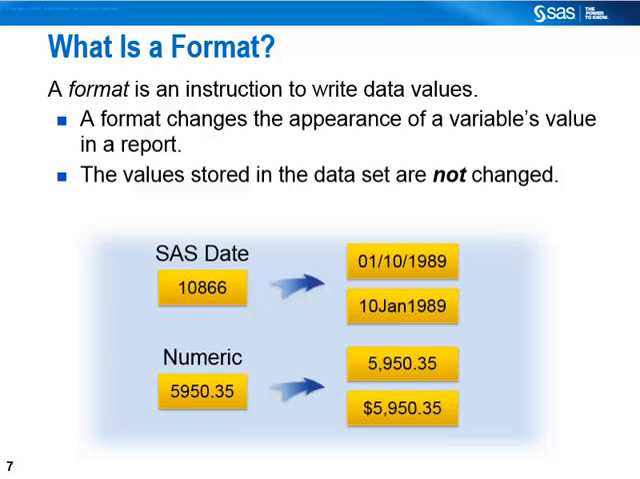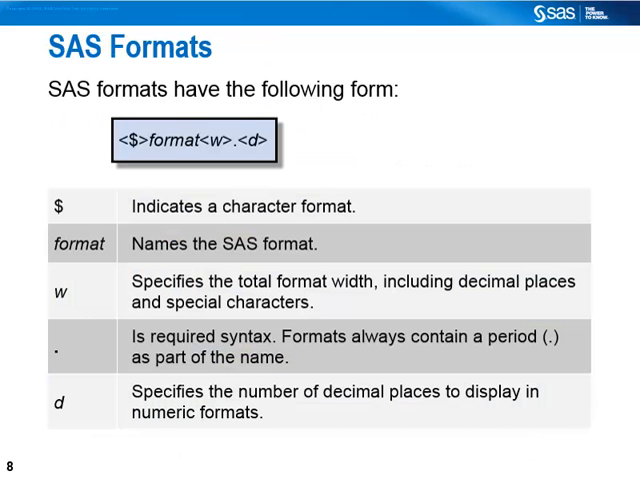A SAS date can be displayed in one of many calendar styles. Formats do not change the stored value. SAS formats have the following form. Dollar, which is optional. Format, that's the name of the format that we are using. W is the width. And then a period, which is mandatory in formats, and then D, which is the decimal place, which is again optional.